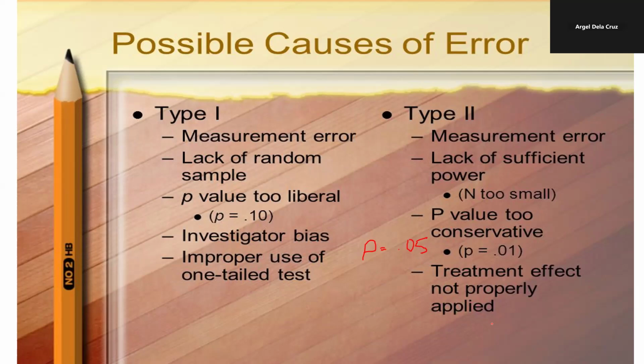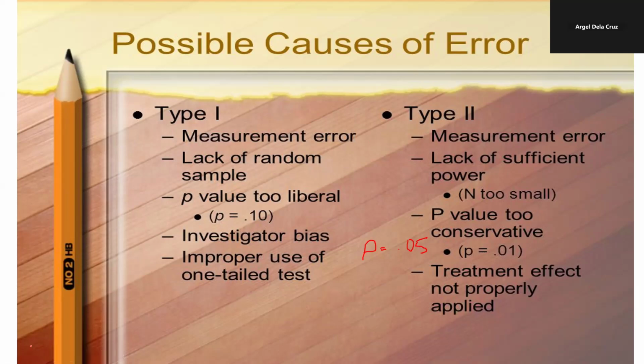But if it's social science, you want to have around 95% confidence that you will observe the same phenomenon. Now, if your p-value is 0.01, it is more of natural science or medicine, which is very conservative, because that is what is required of them. Okay, so in our case, our p-value should be 0.05. Next, treatment not properly applied. So there is a bias towards your sampling technique or sample size. Okay.